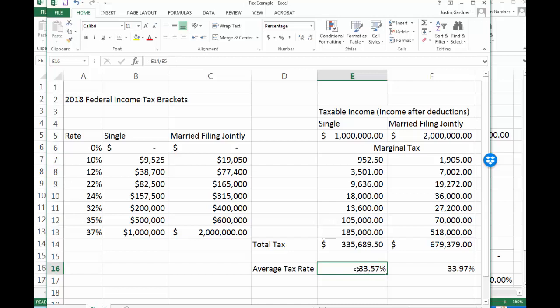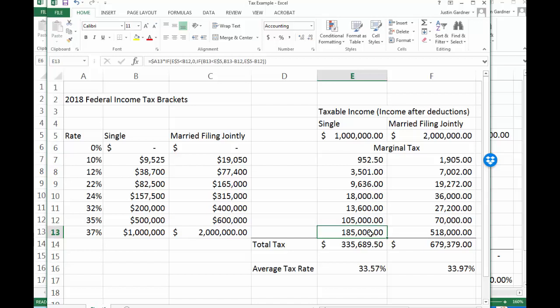So here we have an individual who's paying an overall tax rate of 33.57%, but the marginal tax rate is 37%. So basically everything from $500,000 up to $1 million, this person is paying 37% on that. And that means for everything from $500,000 to $1 million, they paid almost $200,000 in taxes, $185,000 in taxes. And so that's kind of how our tax system works. As you make more money, the tax burden that you have to pay is going to go up.